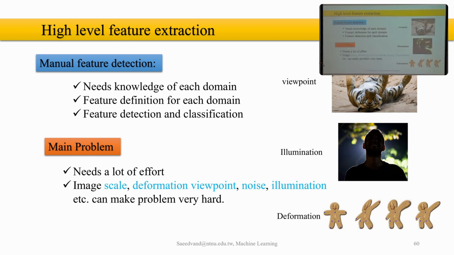So the main problem is that we need a lot of effort, and maybe we have image scale, deformation, viewpoint, noise, illumination, and different problems that can happen in the image, so the code that you've written may not work. For example, if you want to detect an animal with some heuristic if-else algorithm, you may say, okay, an animal has one head and 4 legs mostly, and the 4 legs touch the ground. And with this search technique, you can easily detect it.